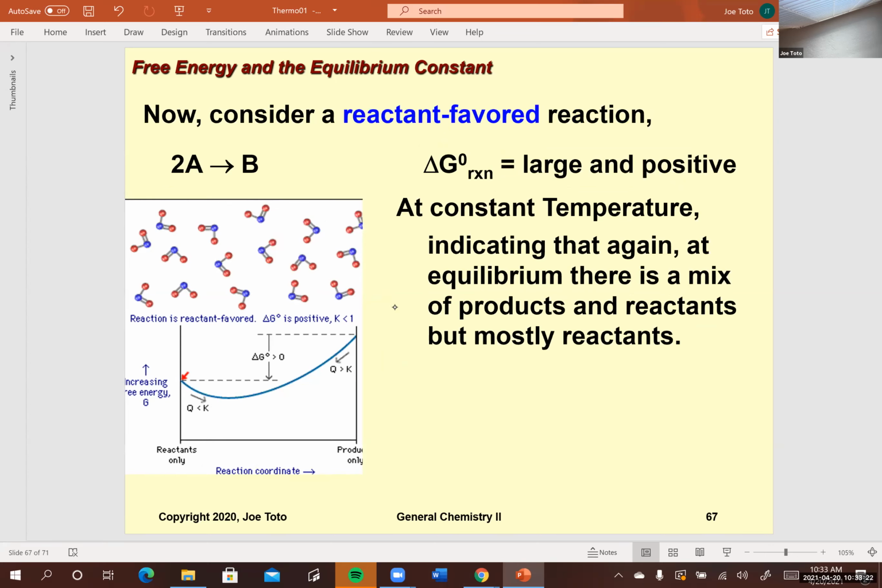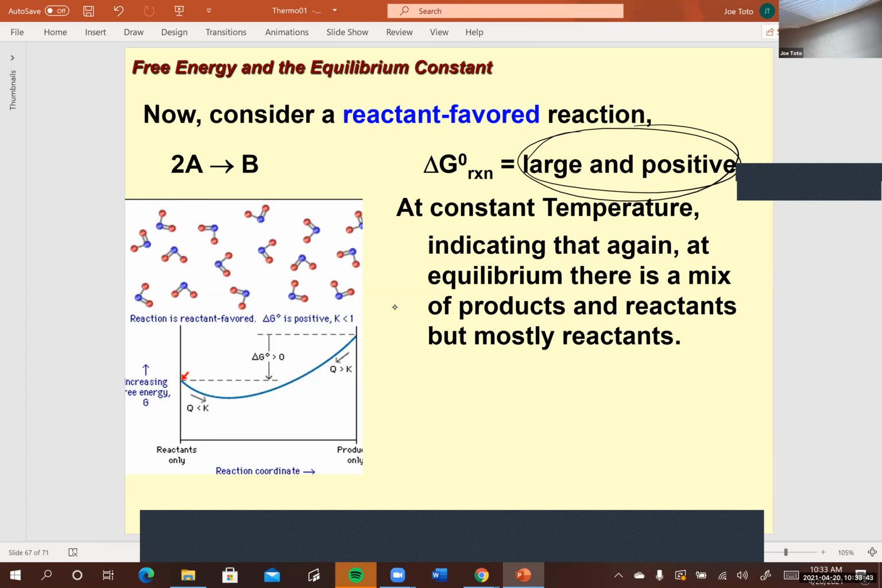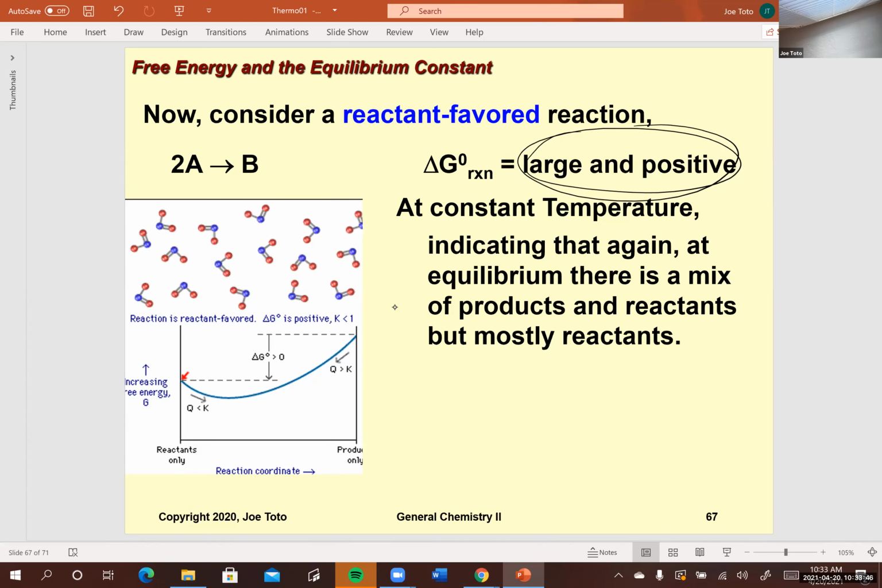And we can look at it when the delta G is small and positive, then the mixture is going to go from our standard mix of 1 molar reactants and products towards making some products, but not complete products. It's going to be some mixture of those. But since it's large and positive, the equilibrium is going to be closer to the reactants, so it's going to have more reactants than products. Any questions on that?